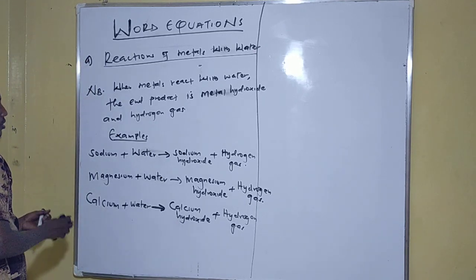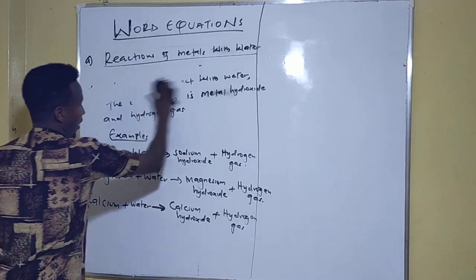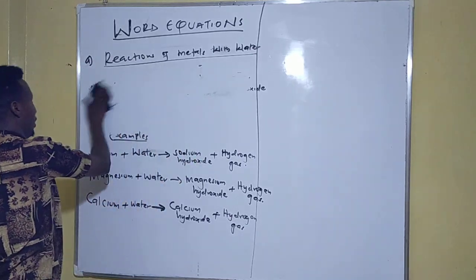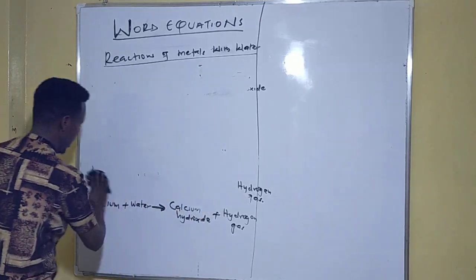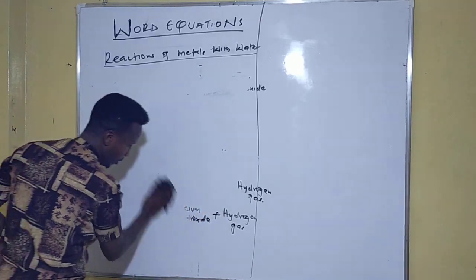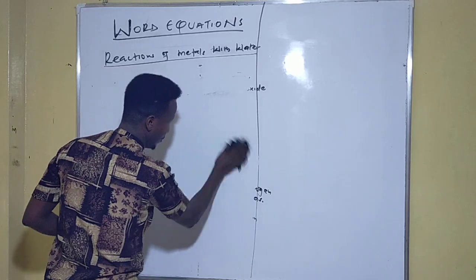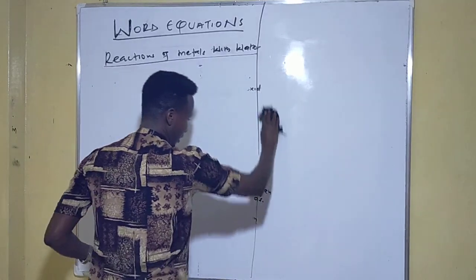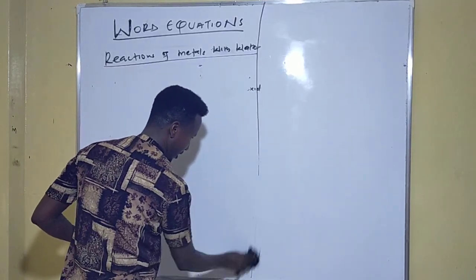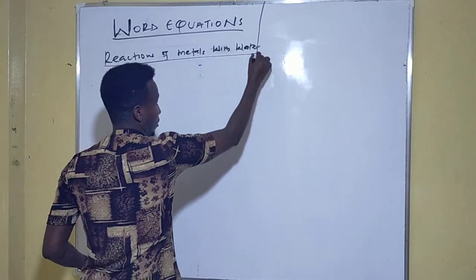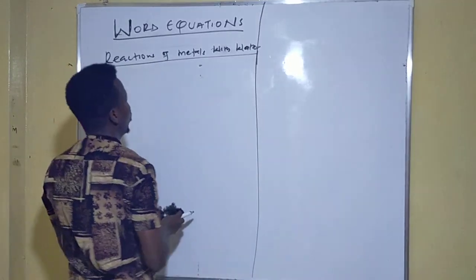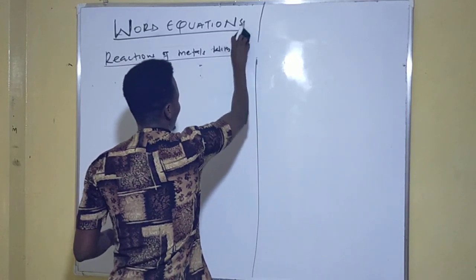Our B will be reactions of metals with steam. That will be what we are going to discuss. Guys, just understand that. Reactions of metals with steam. So I will change this one to steam.